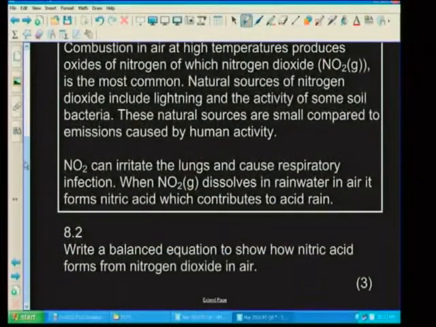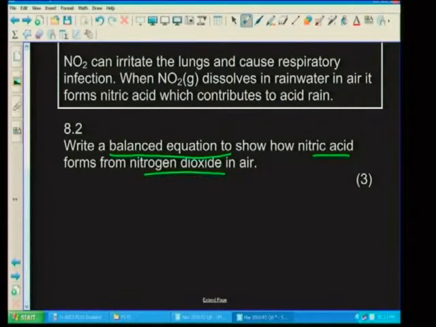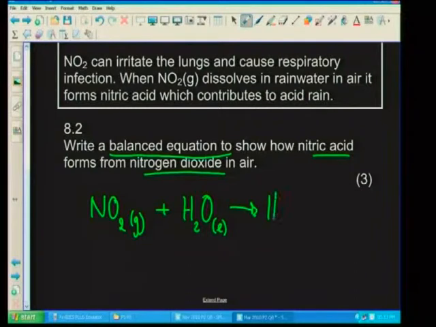Now, for 8.2, they ask us to give a balanced equation to show how nitric acid forms with nitrogen dioxide in air. There's 2 different processes. I'm going to give you both reactions over here. Now, the first one is where you have NO2. Remember that this is in the gas form. And when it rains, this reacts with the rainwater, which is H2O in the liquid form. This then produces HNO3, which is your nitric acid. So there's your HNO3, and this is in an aqueous solution. But it also produces nitrogen oxide over here.